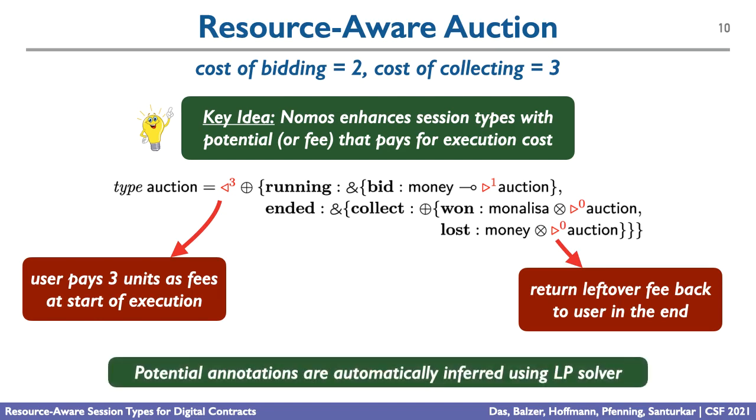On top of these potential annotations, the numbers 3, 1, 0, and 0 are automatically inferred using the LP solver, which is built into the language. So the burden of computing these numbers, these annotations, is not on the programmer. The language can take care of that.